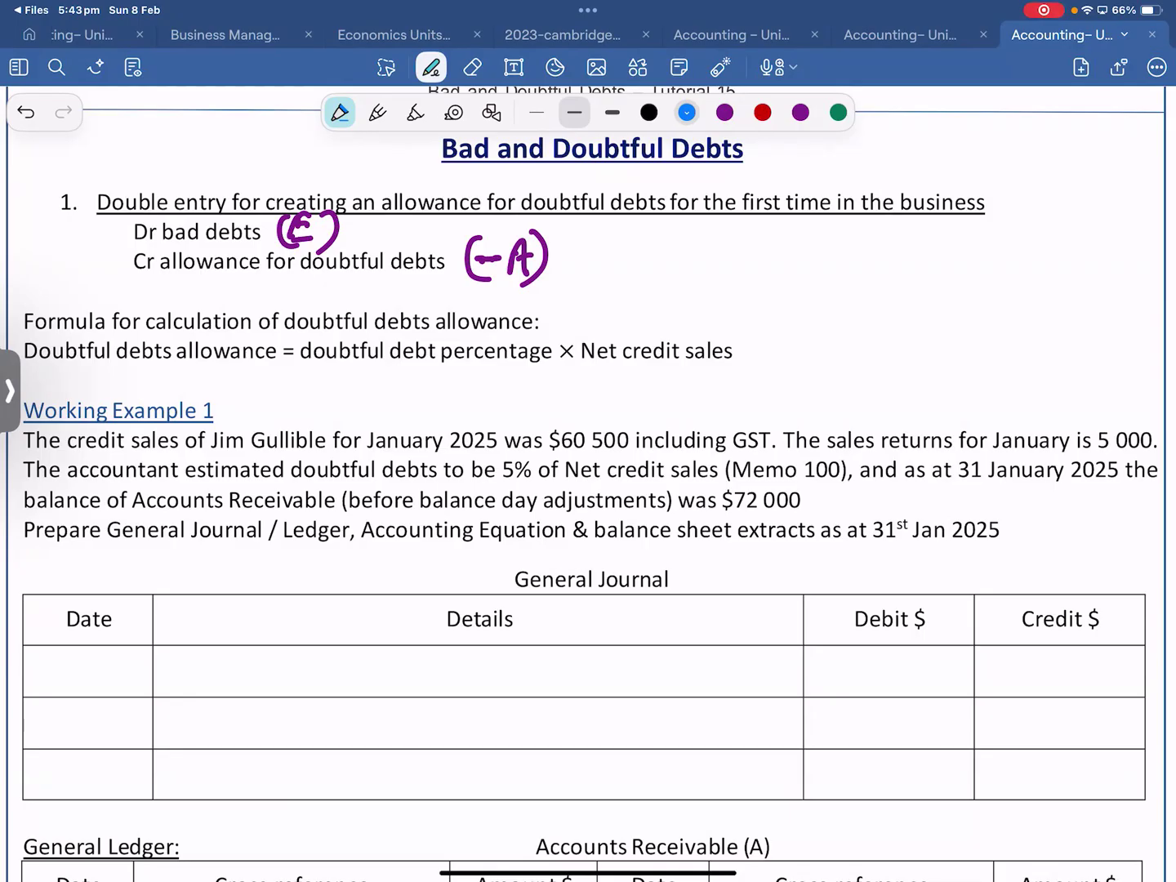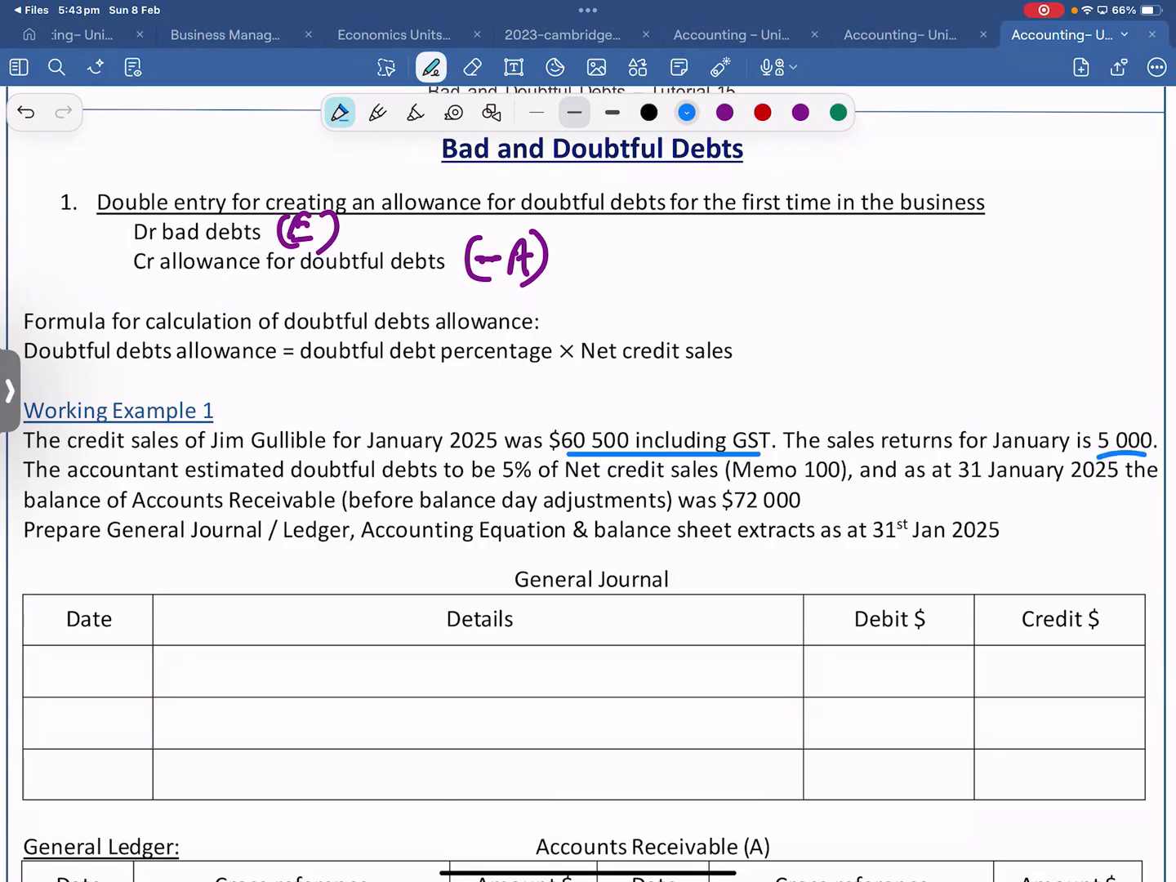Okay, done reading, guys. Do you understand it? Right now, what is it? Gulliver's credit sale is how much? 60,500 including GST. Okay. So do we include the GST, guys? No. For credit sales? No. Okay. So how much is the credit sales? 55,000. Good. Sales return is 5,000.